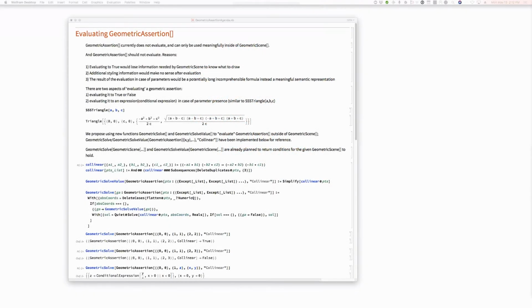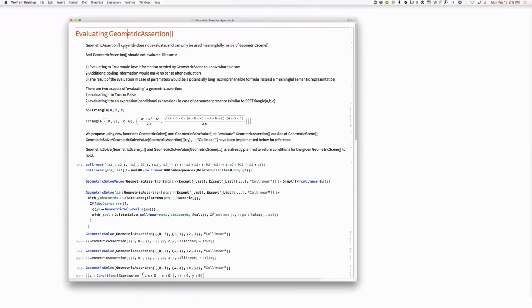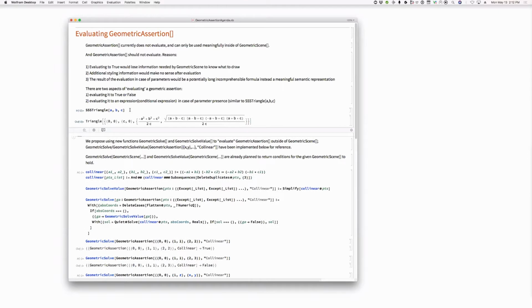Okay. Well, let's see. What we are discussing here is some details about synthetic geometry. This may be fairly short. The issue is how to handle the evaluation of geometric assertions. So what is this? This is the triangle with sides A, B, and C. Why is that? There are many such triangles, right?